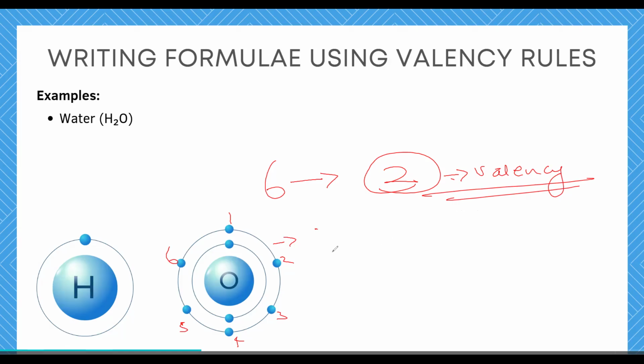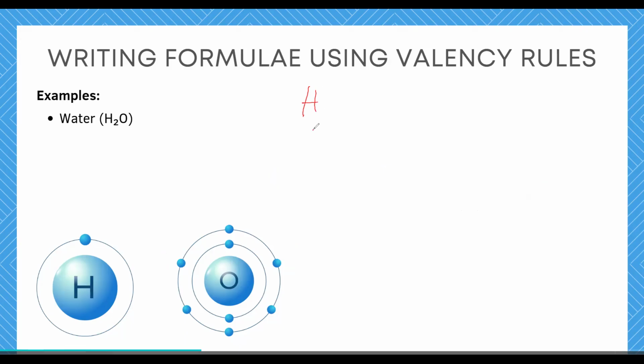Are you there now? Yeah, I know what I'm doing. All right, good. So, for hydrogen, the valency is 1, and for oxygen, the valency is what? Let me count it. 2. Good. So that's step number 2.